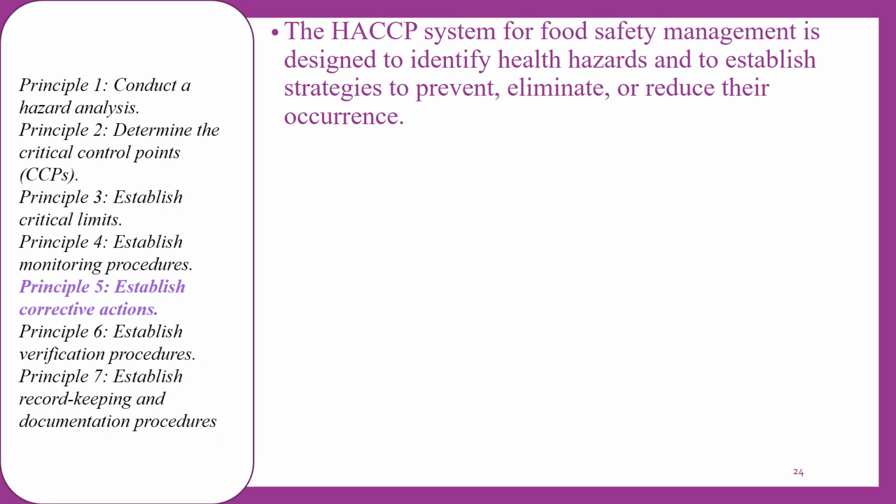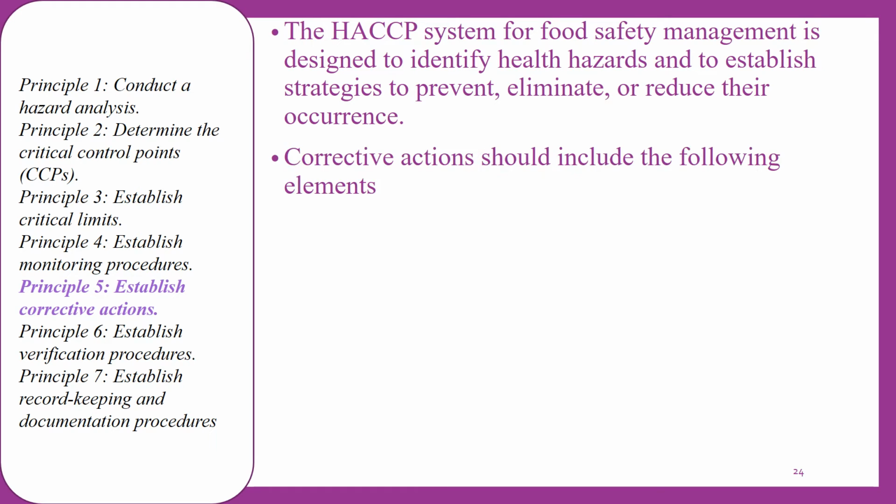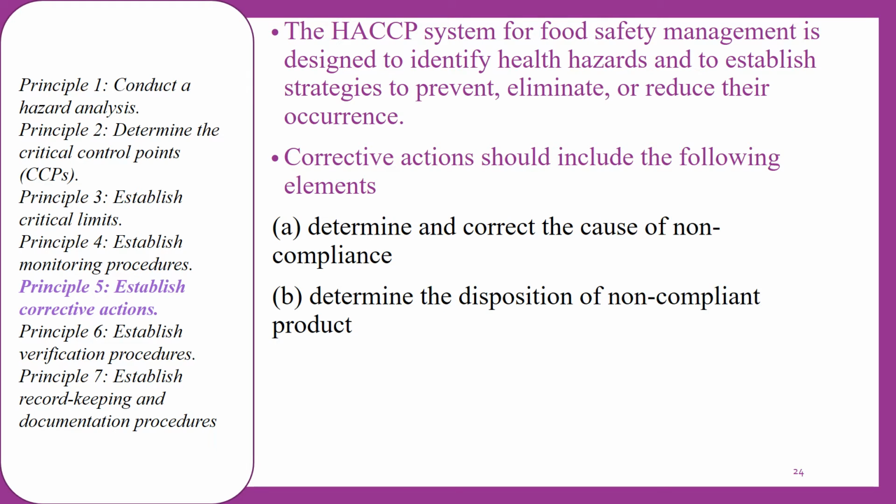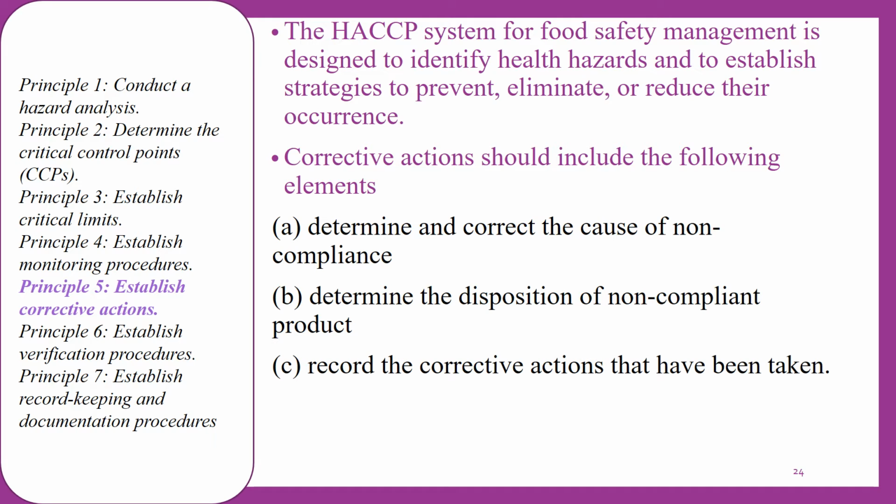The HACCP system, Food Safety Management, is designed to identify health hazards and to establish strategies to prevent, eliminate, or reduce their occurrence. Corrective actions should include the following elements: determine and correct the cause of non-compliance, determine the disposition of non-compliant product, and record the corrective actions that have been taken.